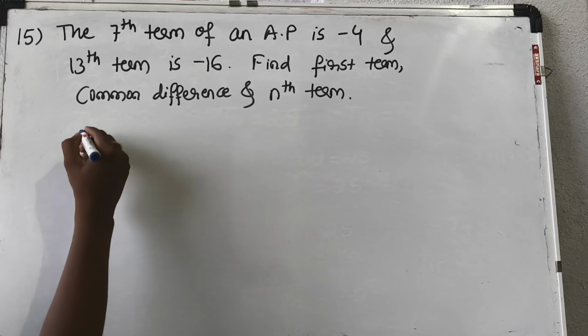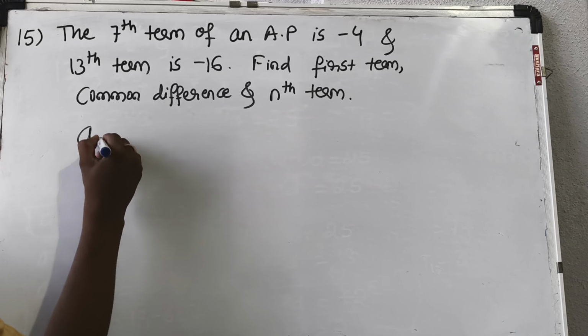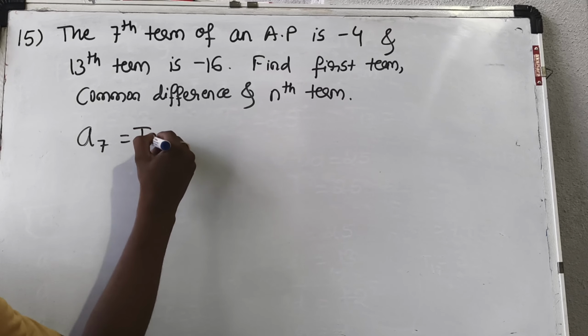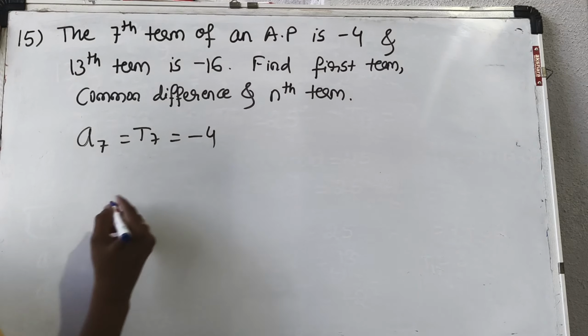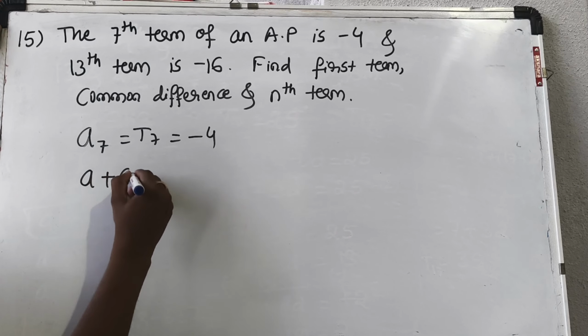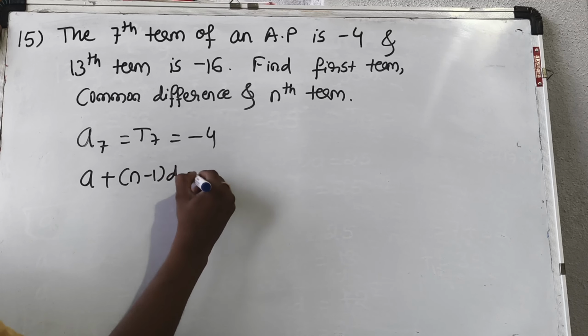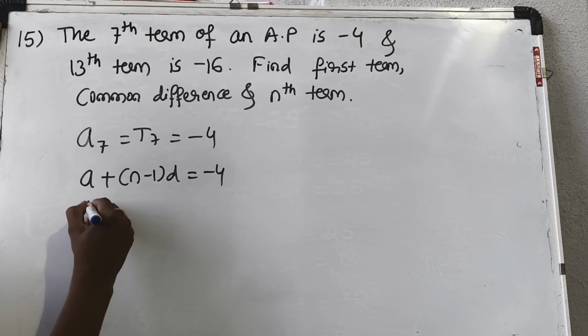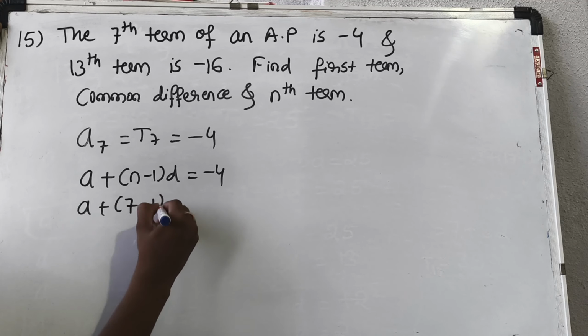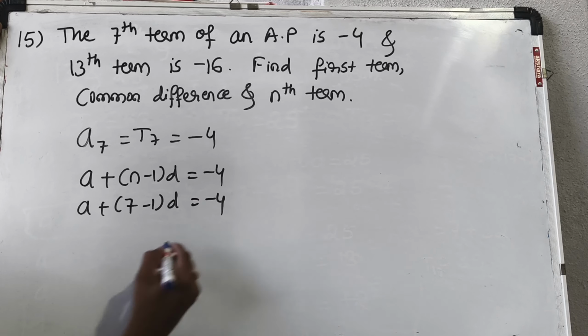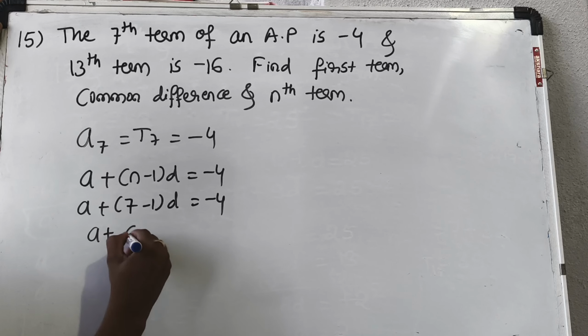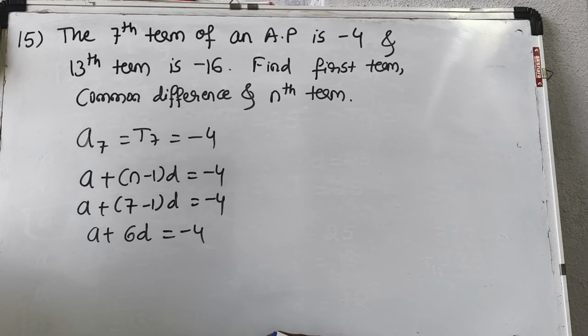The 7th term of an AP is minus 4 and the 13th term is minus 16. Find the first term, common difference, and nth term. The 7th term is minus 4, a plus 6d, that is minus 4. a plus (7 minus 1)d. Whenever T7 is given, you can write directly a plus 6d is equal to minus 4. You can write it directly.